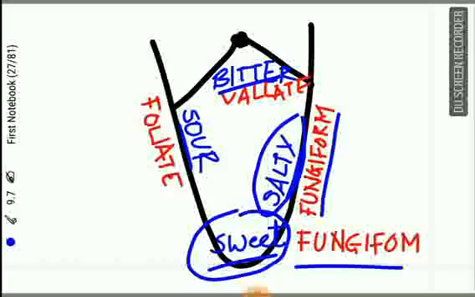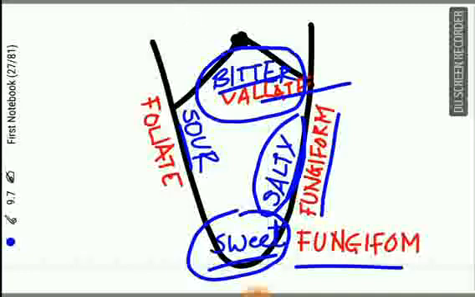The bitter taste is appreciated on the posterior part of the anterior two-thirds of tongue and in the middle part. So it is appreciated by the vallate papillae. And the sour taste is appreciated on the posterior lateral part and by the foliate papillae.